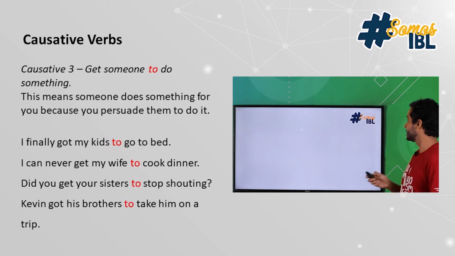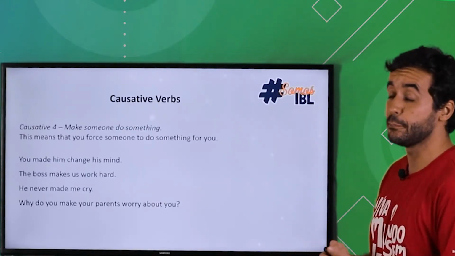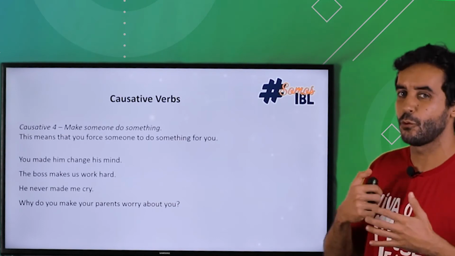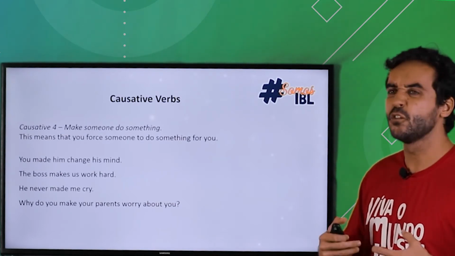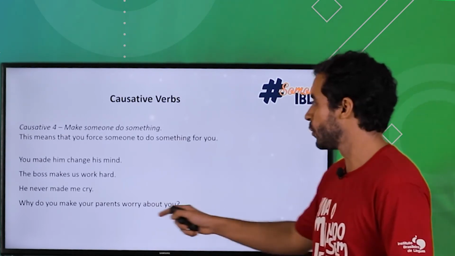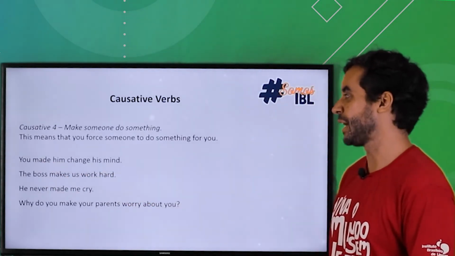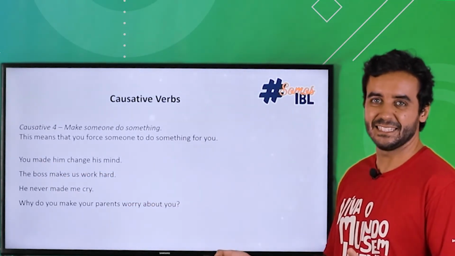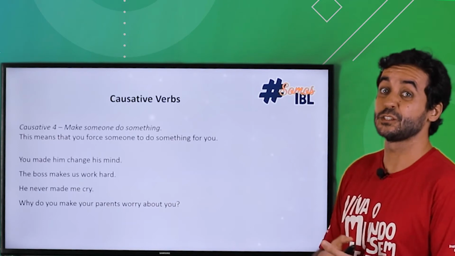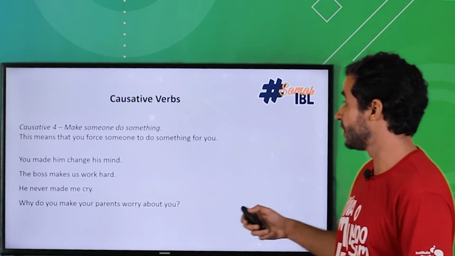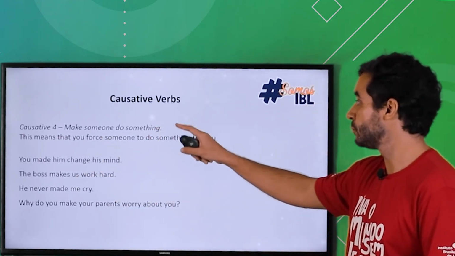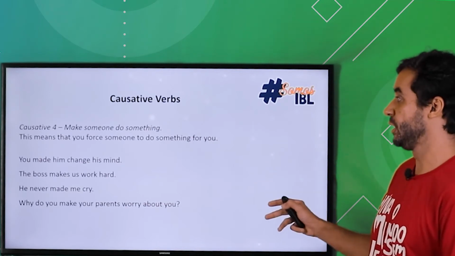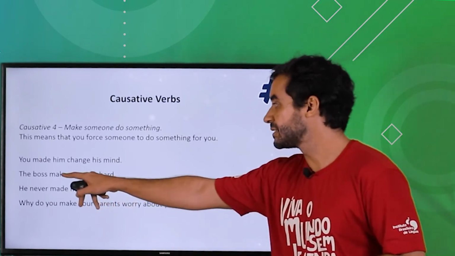Okay, that's it. Next one is make. Make is similar to get, but it's more harsh. It's like when you force somebody, right? So you made him change his mind. In that case, he doesn't have a choice but to change his mind because he was forced, right? So this means when you force someone to do something for you. So, the boss makes us work hard.